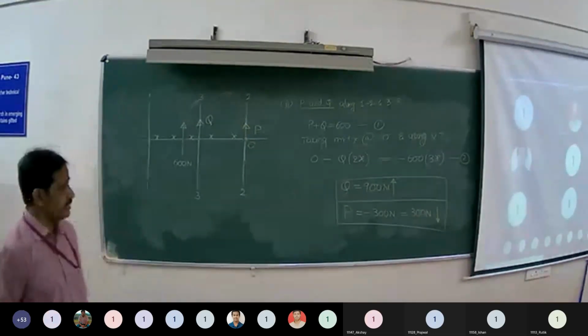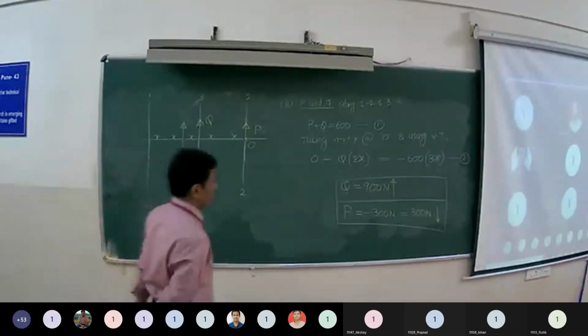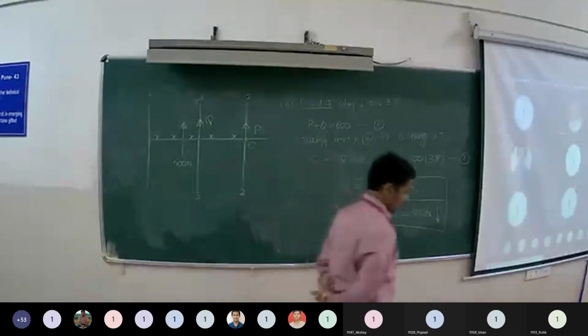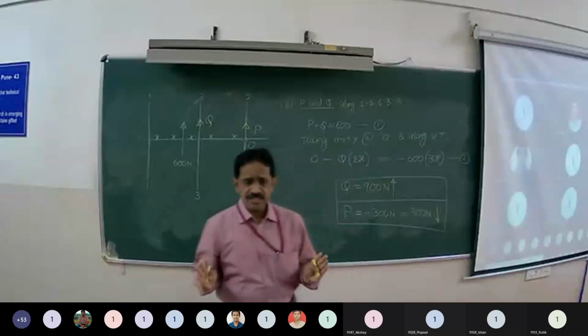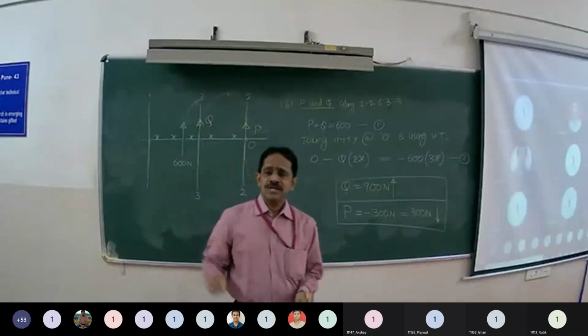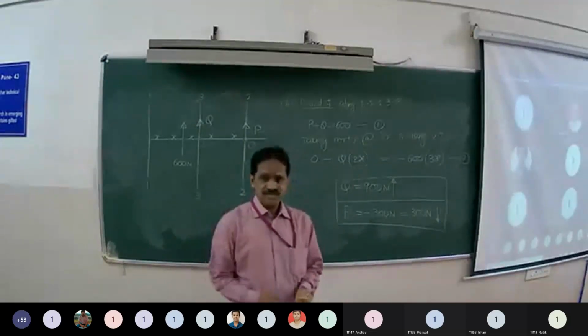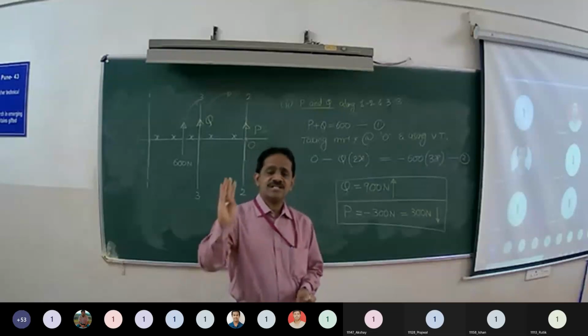Do you have any confusion regarding this plus minus sense of the forces? To start with, initially we are assuming that the components are upwards, and after doing calculations we are getting negative answer, which means the assumed direction is wrong.